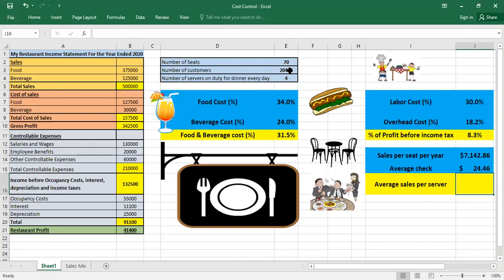Then in order to check the productivity of our servers, we have the average sales per server. So it's the total sales divided by the number of servers per shift. So here every night we are having four, and we multiply it by 365. We're having an assumption that this restaurant doesn't close. It's always open all the week. So every server per shift is earning $342.